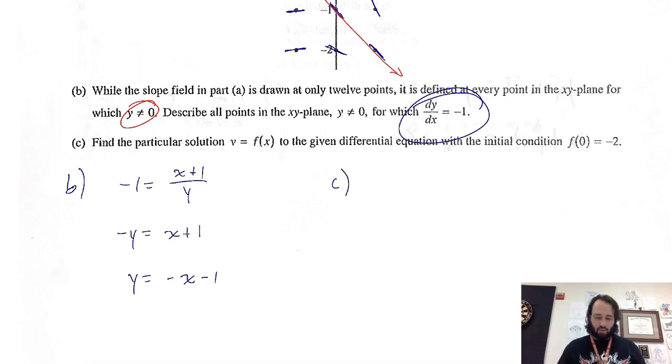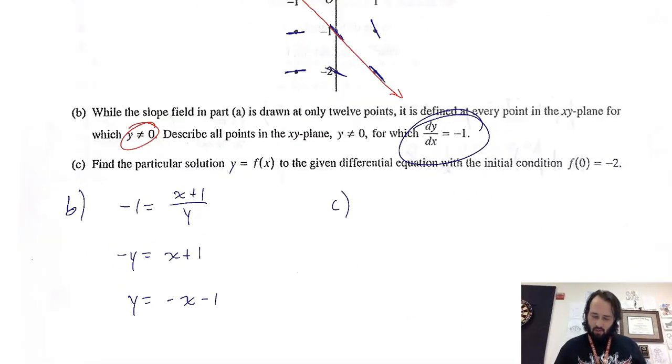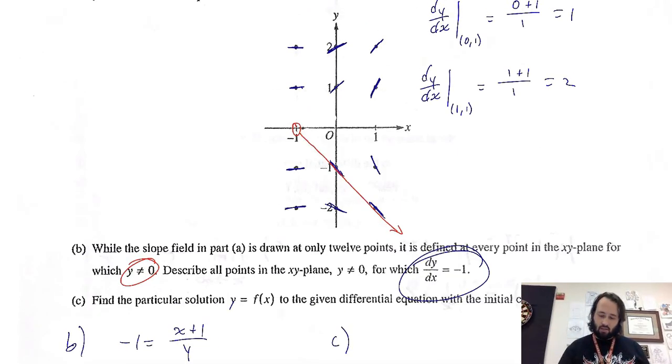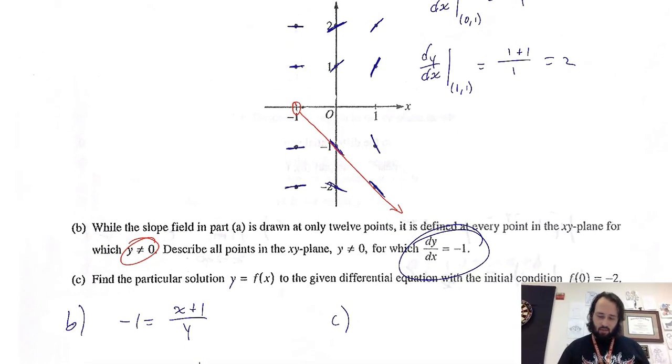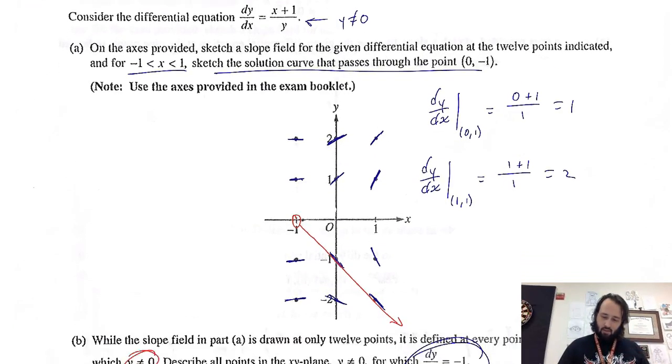Okay, find a particular solution y equals f of x. Well, I think that was a y. I think it got erased. Yeah, that was a y. y equals f of x to the given differential equation with initial condition that f of 0 is negative 2. So essentially they're saying it's going through 0, negative 2. So it's kind of going through this point down here. It's not what we graphed, but it doesn't really matter that much. So let's see. Let's take our derivative. dy over dx is x plus 1 over y.